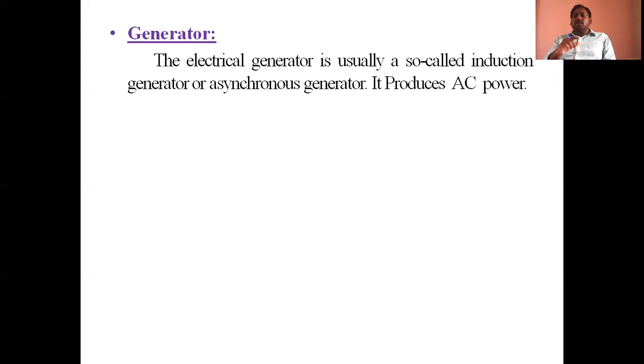Anyway, here the generator is used to convert mechanical energy into electrical energy. That electrical energy is AC. And which type of generator is used here? An induction generator. Induction generator means an asynchronous generator. Asynchronous means it is not at a constant speed.